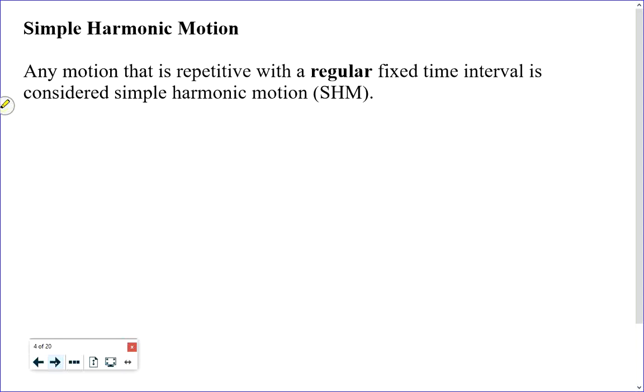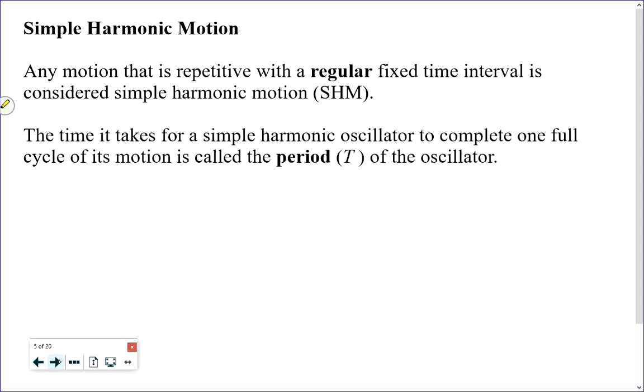So if you have a pendulum, and a pendulum is swinging back and forth, if it takes 1 second to go from one side to the other and back, and you come back later and it's still taking 1 second, then that's simple harmonic motion. If the period of time is not the same over time, then it's not simple harmonic motion. So the time it takes for a simple harmonic oscillator to complete one full cycle of its motion is called the period.